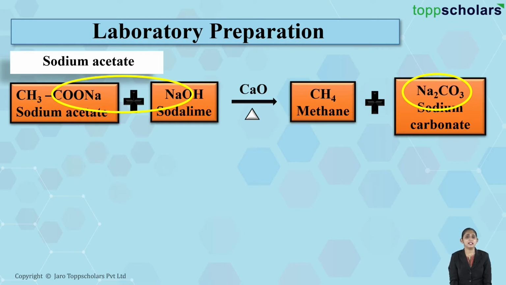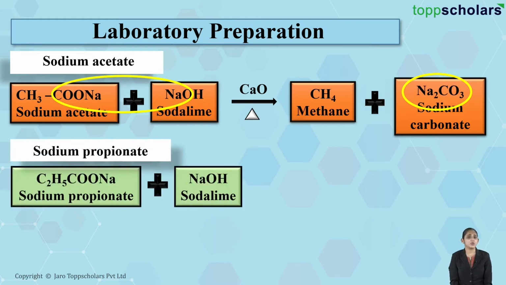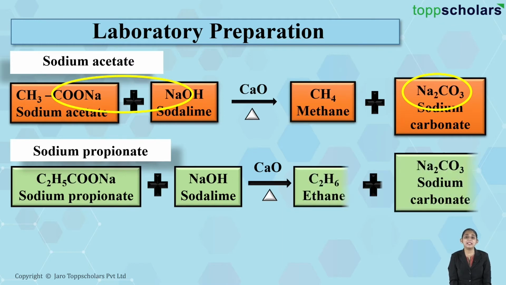Now friends, let's try to prepare ethane using sodium propionate, right? If you take sodium propionate and react it with soda lime, which is a mixture of sodium hydroxide and calcium oxide, you simply heat sodium propionate with this soda lime. What happens is, it results in the formation of ethane and sodium carbonate. Now friends, can you tell me, from where does this ethane and sodium carbonate come from?